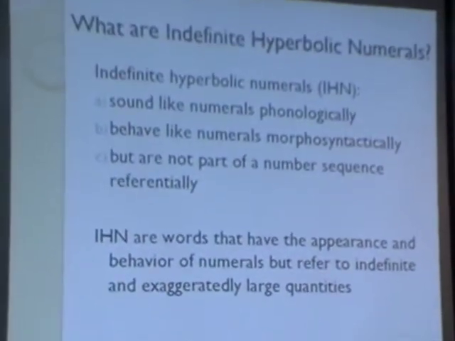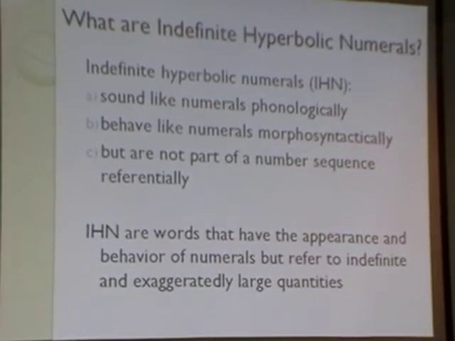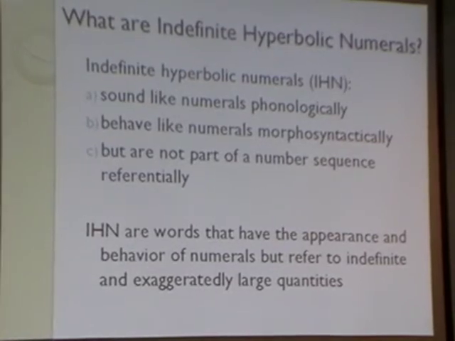All right, so first, what are indefinite hyperbolic numerals? Well, basically, they sound like numerals phonologically. They behave like numerals morphosyntactically, but they're not part of a number sequence referentially. In other words, they look like numbers, they sound like numbers, they combine with other numbers in regular or patterned ways, but they have no definite reference. They're not on the number line. One can't answer how many zeros are in a zillion. In discourse, pragmatically, they're used where a numeral might be expected, but where the speaker's goal is hyperbolic. That is, to exaggerate while remaining indefinite.